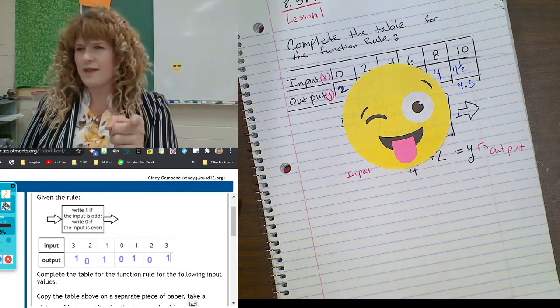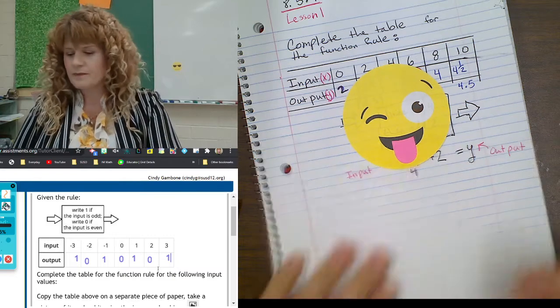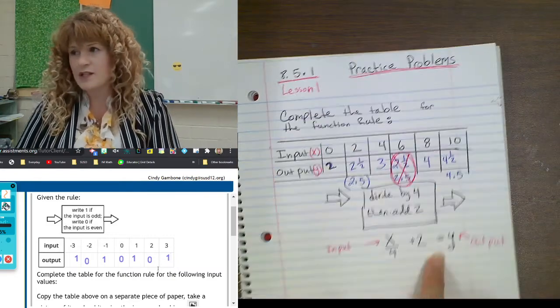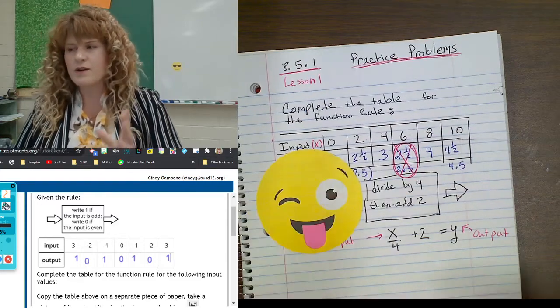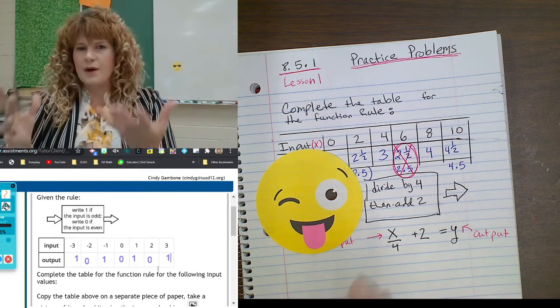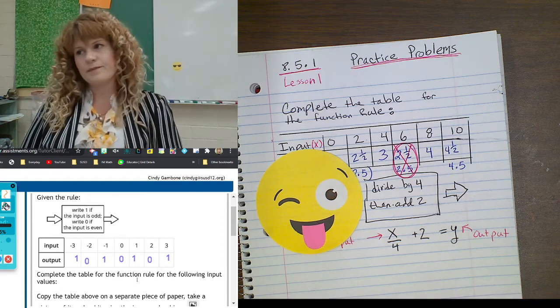Could we have done this one with an equation? Not this one. I told you before that these rules, we've done them with equations. But here's where you're going to start to see you can do things with an input-output diagram that you can't do with equations, like this one.